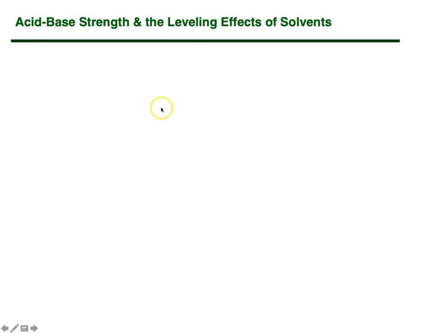So as I mentioned a couple slides ago, when you put HCl in water, what happens is it completely ionizes. So let's take a look at that. If I take HCl plus H2O, the reaction essentially goes 100% to H3O+ plus Cl-.